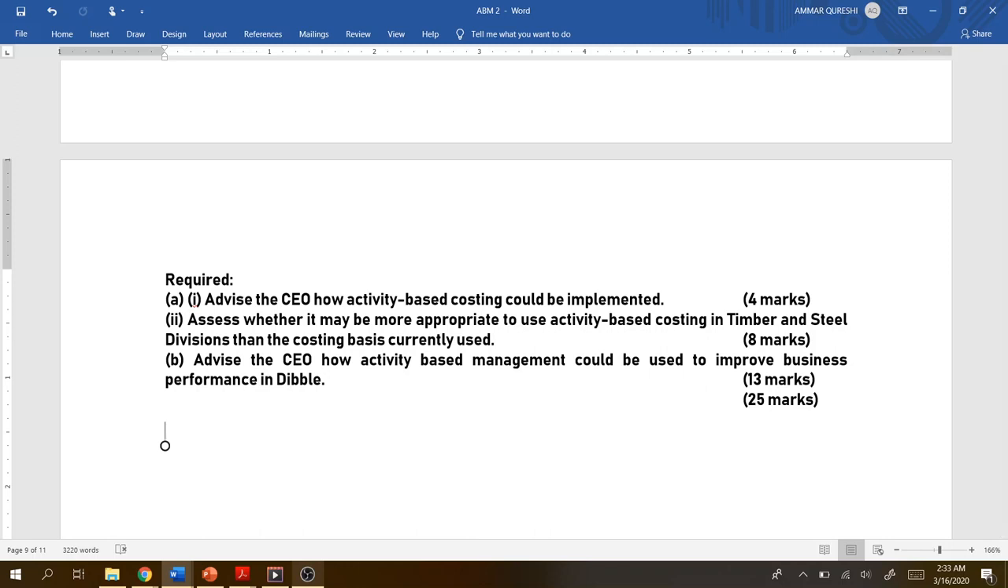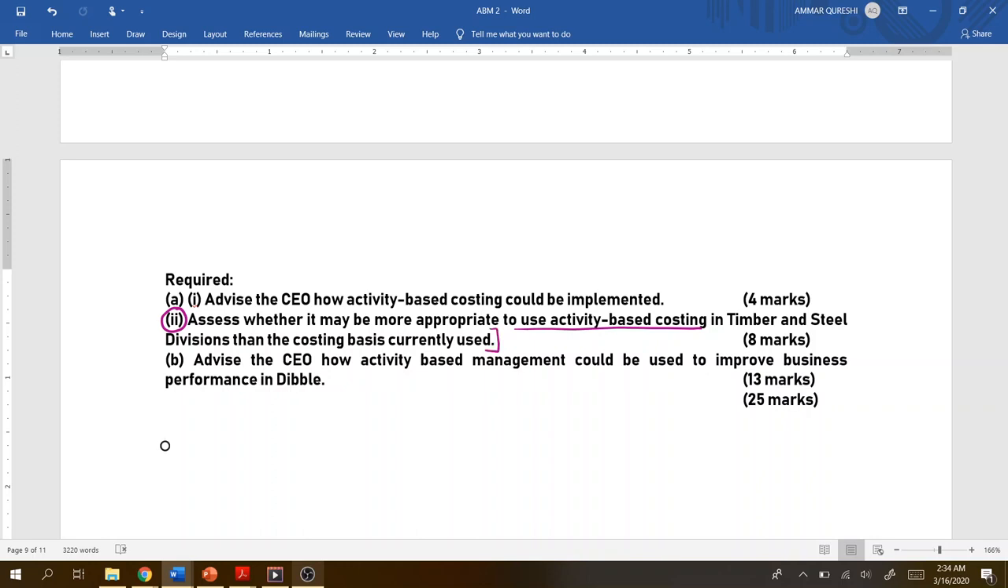Now you are required to advise the CEO how activity-based costing could be implemented. There are just a few steps for how you can implement it: identification of cost pools, identification of cost drivers, calculation of the overhead recovery rate, and then absorption of overhead into the cost of the product. So it's a very basic requirement. You just need to take the name of this company and apply these steps so that you can answer this question. So it's not a technical question, right? This part is a bit technical. Assess whether it may be more appropriate to use activity-based costing in the timber and steel divisions than the costing basis of the currently used system, right?